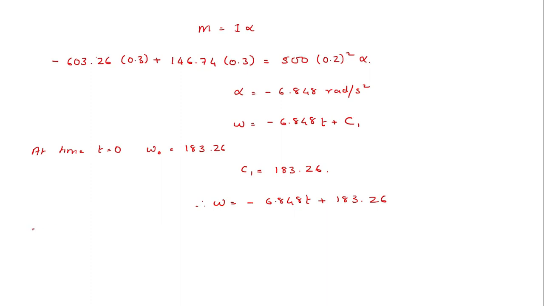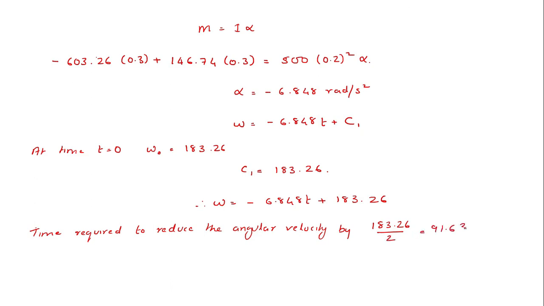So our question is to find the time required to reduce the angular velocity by half of the initial value. So it will be half of 183.26, that is 183.26 by 2, which would be equal to 91.63. Substituting this value in this equation, 91.63 is equal to minus 6.848 T plus 183.26. If you solve this, you will get time equals 13.38 seconds. So this is the time required to reduce the angular velocity of the disk to half the initial angular velocity.